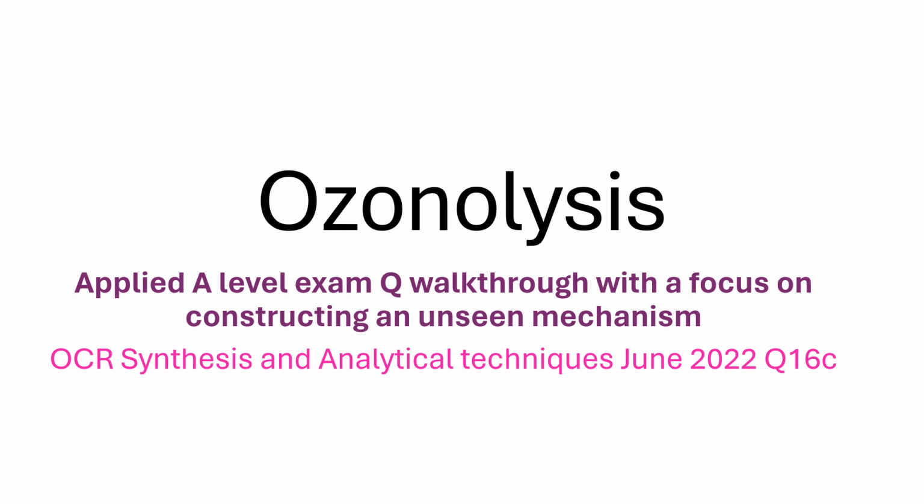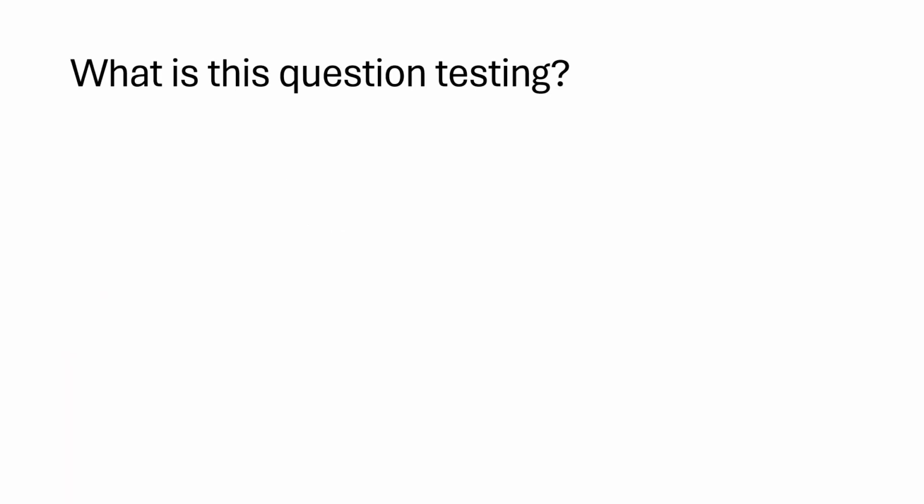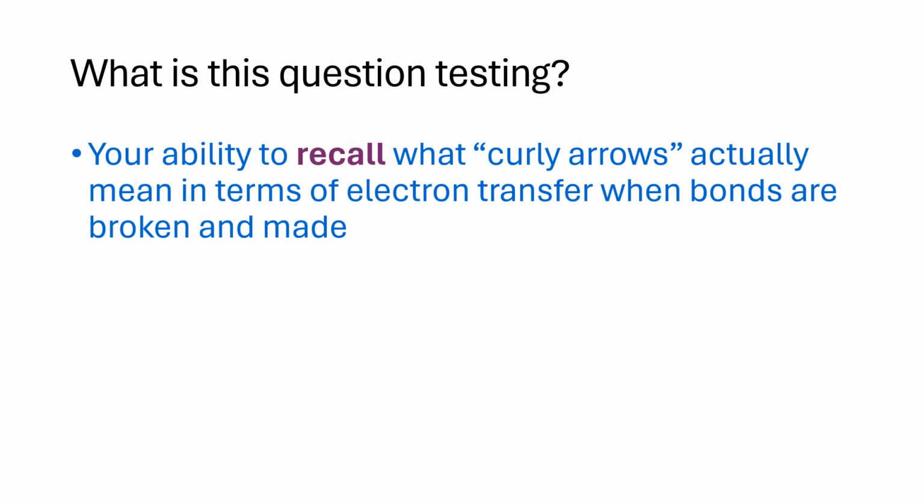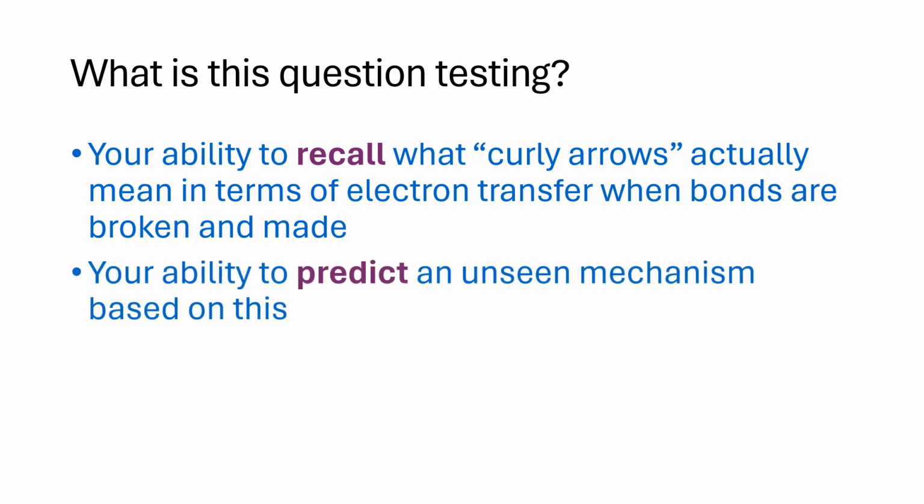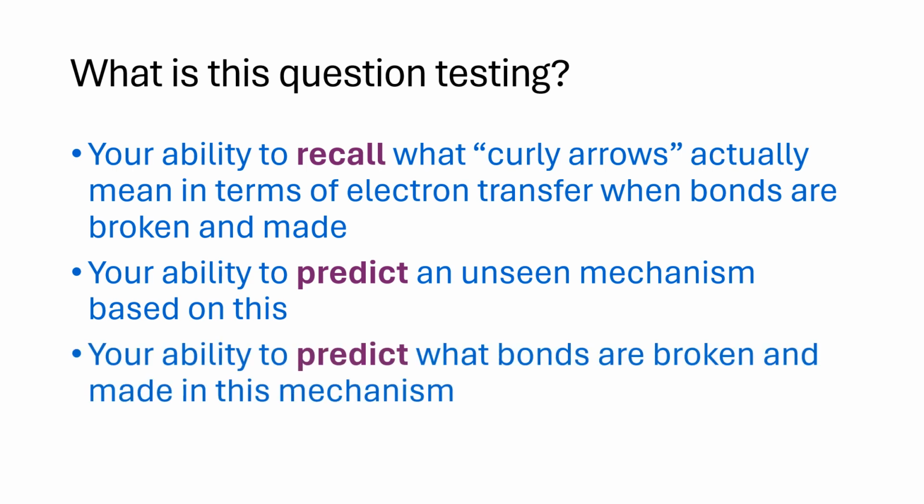It's question 16c. The question is testing your ability to recall what curly arrows actually mean in terms of electron transfer when bonds are broken and made, and use this to predict an unseen mechanism. And in doing so, predicting what bonds are broken and made during the construction of this mechanism.